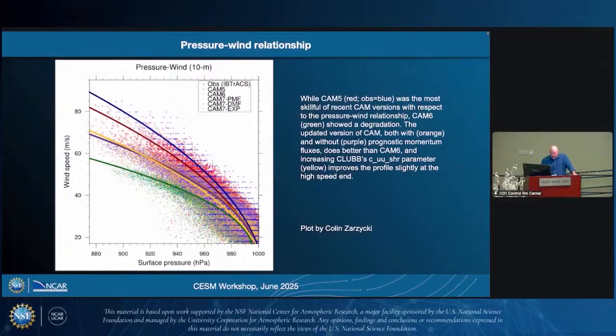If you look at the diagnostic versus prognostic cases in our updated version of CAM, they're kind of right on top of each other. It's the orange line and the purple line. If you can kind of see them, they actually are on top of each other out here, but you can sort of see them separated over here. So there's not much benefit, I guess, from turning on the prognostic momentum flux for this particular metric, but we do see improvements in other ways. Tuning CUU shear and ZM tau gets you this yellow line, which is a slight improvement on the high wind speed end.